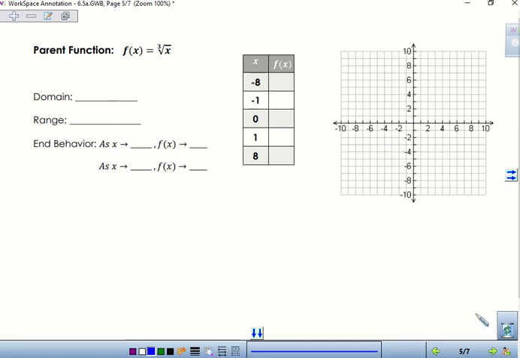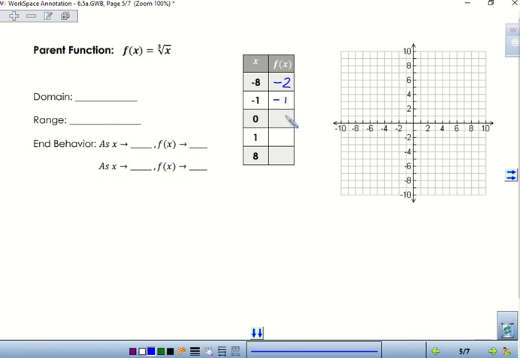So now we're going to look at the cube root parent function. We're going to do the same thing here, but we're going to plug it into the cube root function. So what is the cube root of negative 8? Negative 2. Because negative 2 times negative 2 times negative 2 is negative 8. What's the cube root of negative 1?